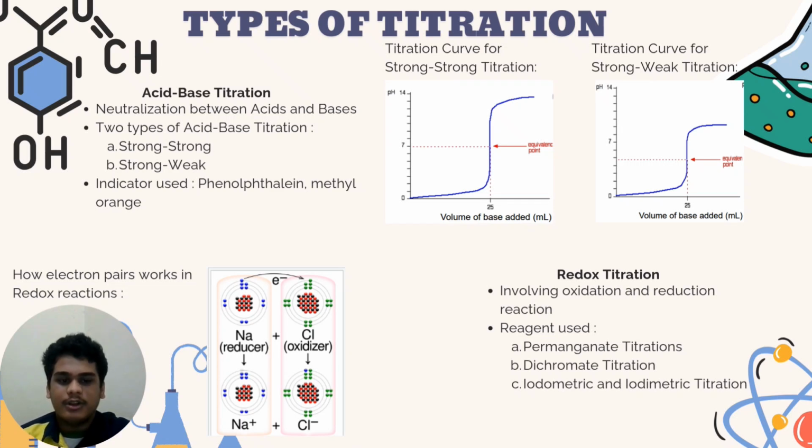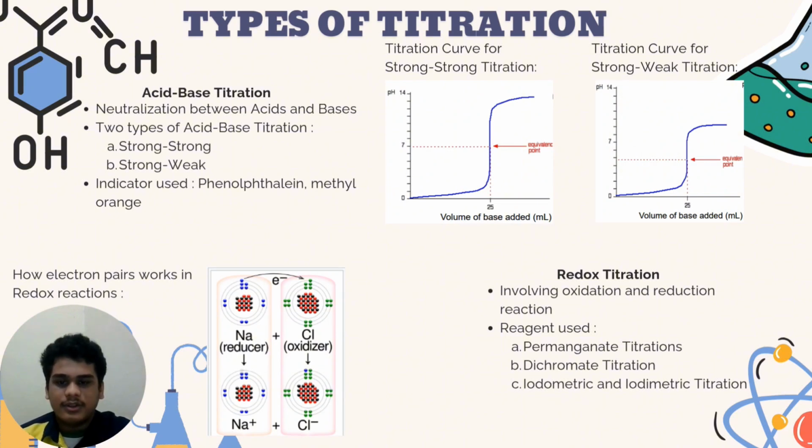The equivalence point of a strong versus weak titration depends on the pH of the strong substance. If it is the acid that is strong, it will lean towards lower pH and vice versa. The second titration to be discussed today is redox titration.